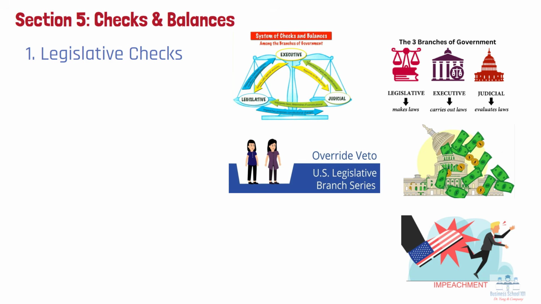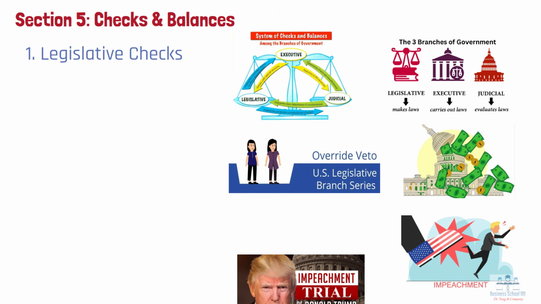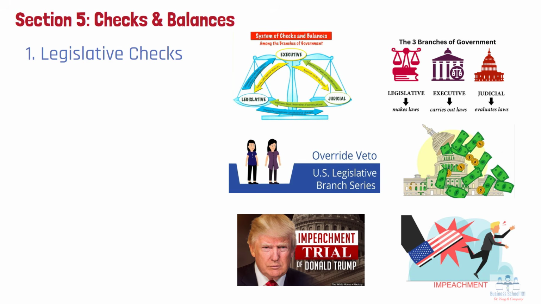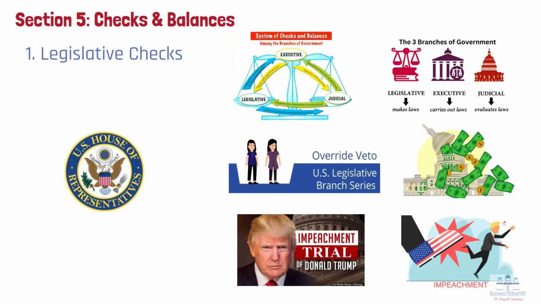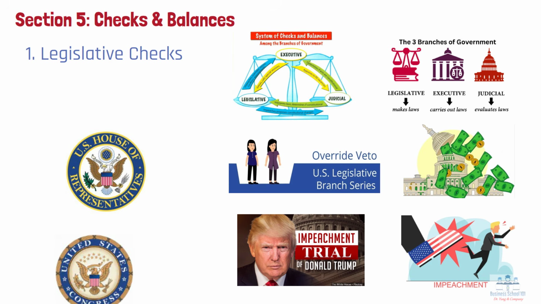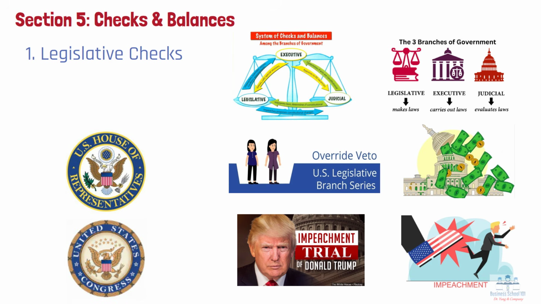One recent example is the impeachment of President Donald Trump in 2019. The House of Representatives impeached him on charges of abuse of power and obstruction of Congress, although the Senate later acquitted him. This illustrates Congress's constitutional power to hold the executive branch accountable.